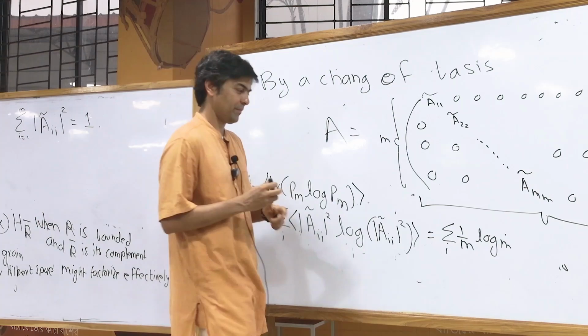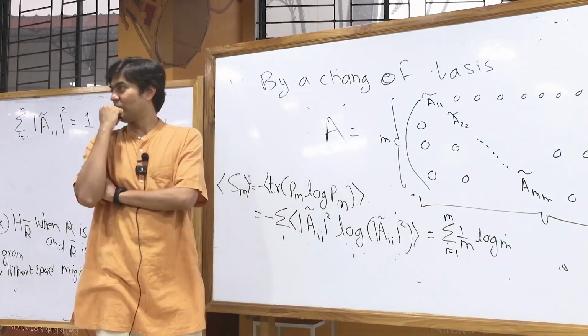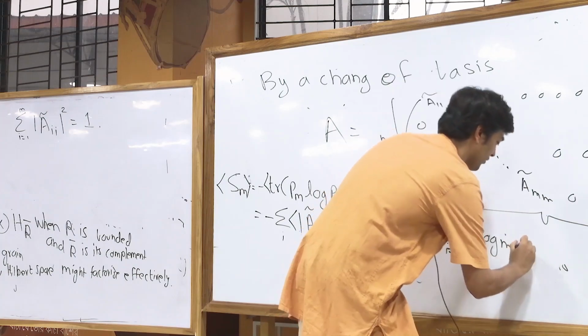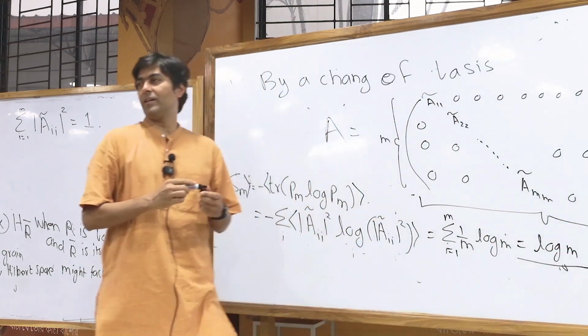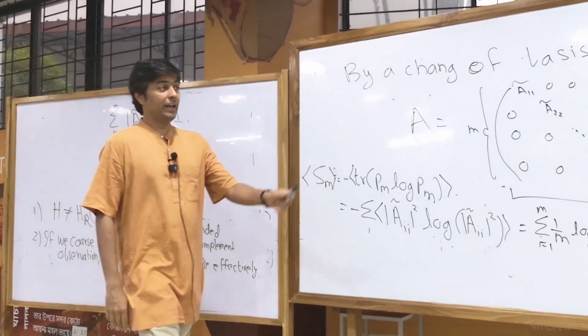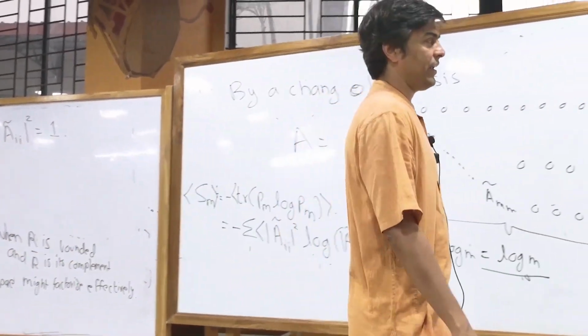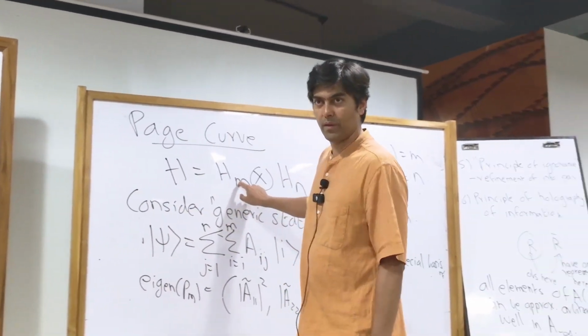What is this sum? It's log of m. Because this is 1 over m, you summed it n times, so the answer is log of m. Right? That is, by the way, the Page result. The entropy in a generic state of this kind is log of m.